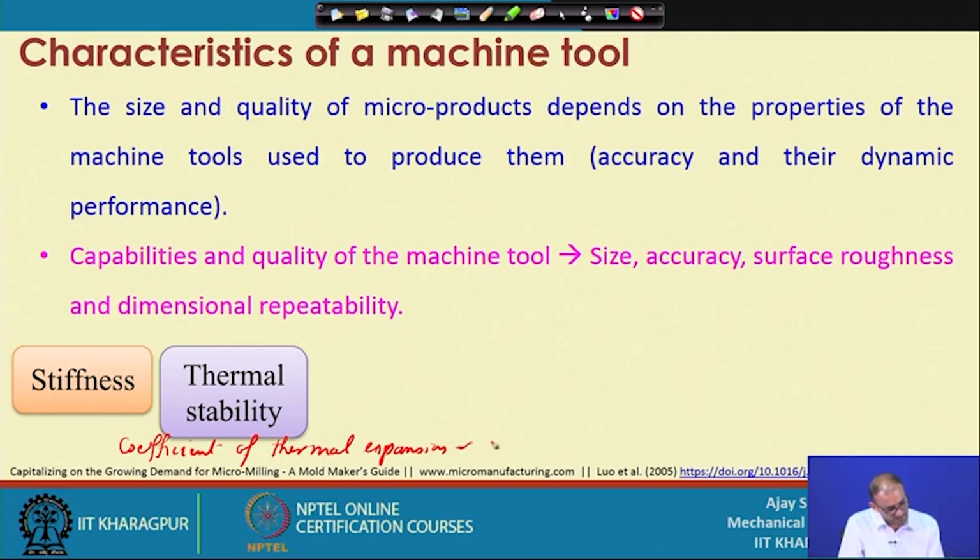And it is mostly given in terms of 10 raised to minus 6 per degree centigrade. In most metals, that means with a 1 degree centigrade change in the temperature, how much is the expansion or the contraction of the component. Mostly it is in micron, but if it is in micron, you can understand that we are also working in the micron domain.